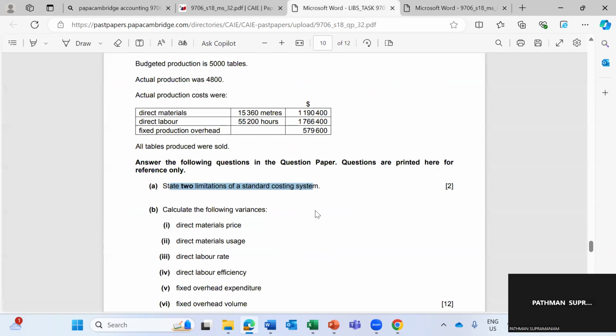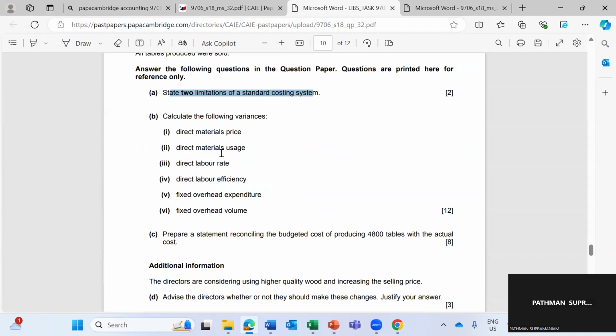So for the calculation bit, normally calculations earn you a lot of marks here. Okay, so calculate the following variances. So direct material price variance. You need to be careful. When they use the word price, it means price variance, not the cost variance. Cost means they will say cost variance. So direct material price variance.